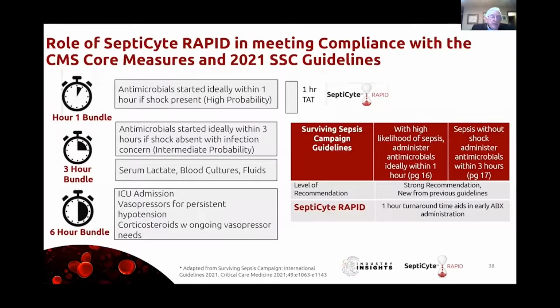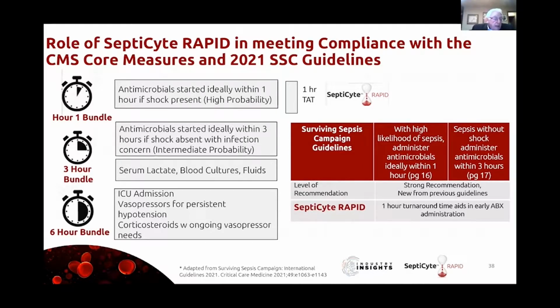Next, the new guidelines and the CMS measures recommend initiation of antibiotics within 1 hour in those patients presenting with suspected septic shock. The 1-hour turnaround time of Septicide Rapid aids in confirming the continuation of antibiotics if the septic score is in the band 4 region, as discussed by Dr. Balk, and would suggest further evaluation for a non-infectious etiology in these patients if in band 1. These patients often, however, are continually treated despite them not having sepsis because of their presentation.